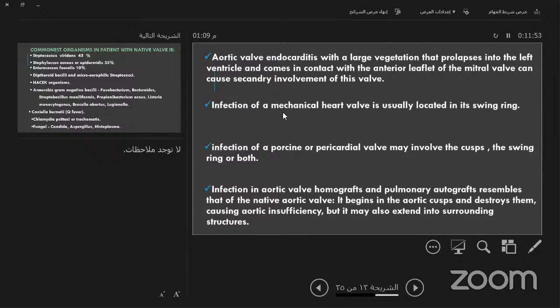Infection of a mechanical heart valve is usually located in its sewing ring. Infection of a porcine or pericardial valve involves the cusp and sewing ring or both. Infection of an aortic valve homograft and pulmonary autograft resembles that of the native aortic valve. It begins in the aortic cusp and destroys it, causing aortic insufficiency, and extends to the surrounding structures.